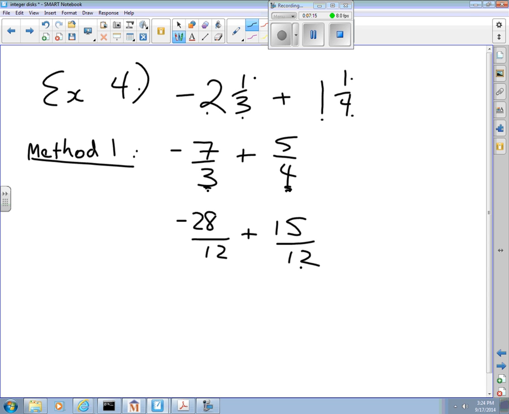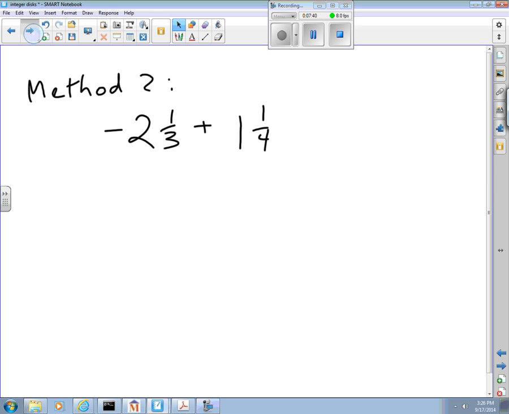So now I'm thinking, what is negative 28 plus 15? Or again, I usually think of it as 15 positives cancel 15 of these negatives. How many negatives are left behind? And the answer is negative 13, but they're still 12ths, which means now my final answer in mixed number form is negative 1 and 1/12.